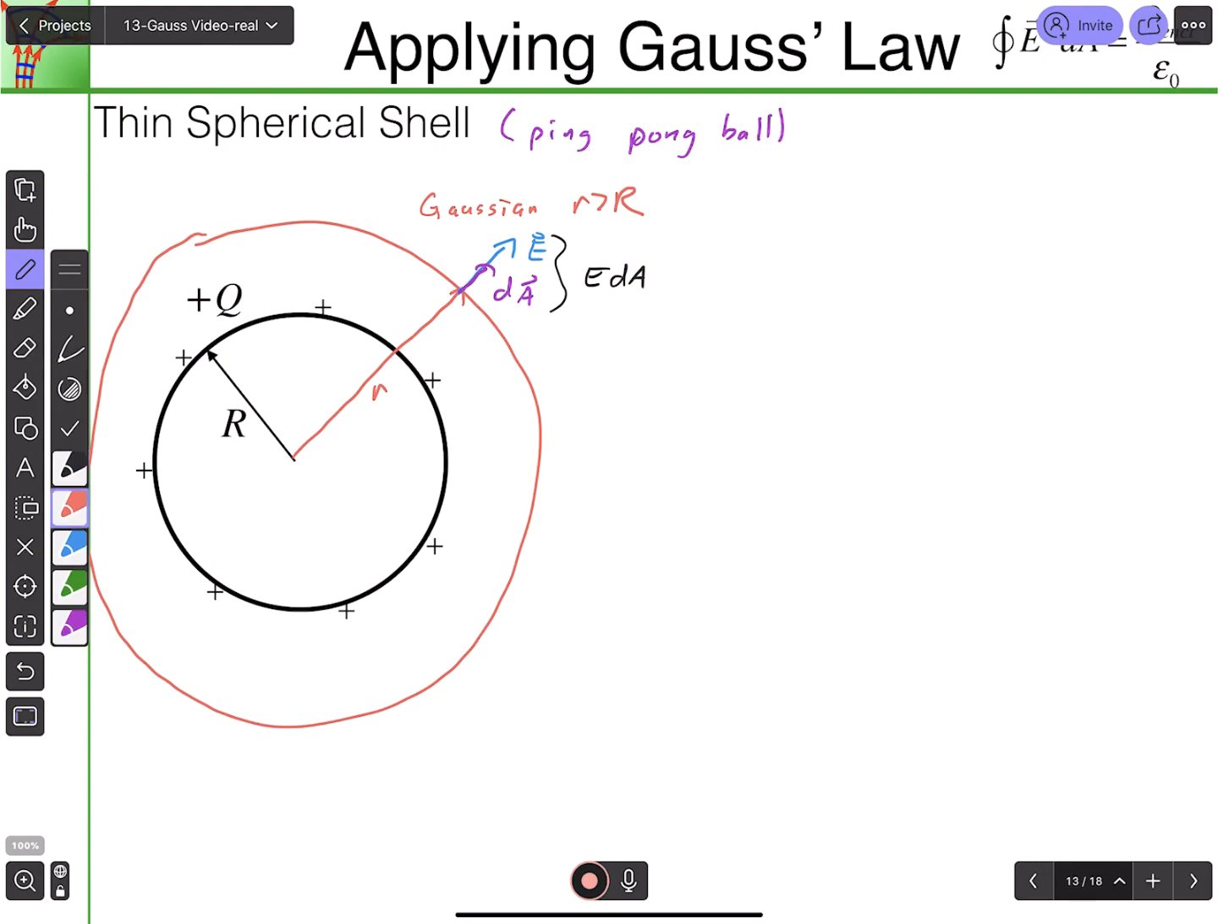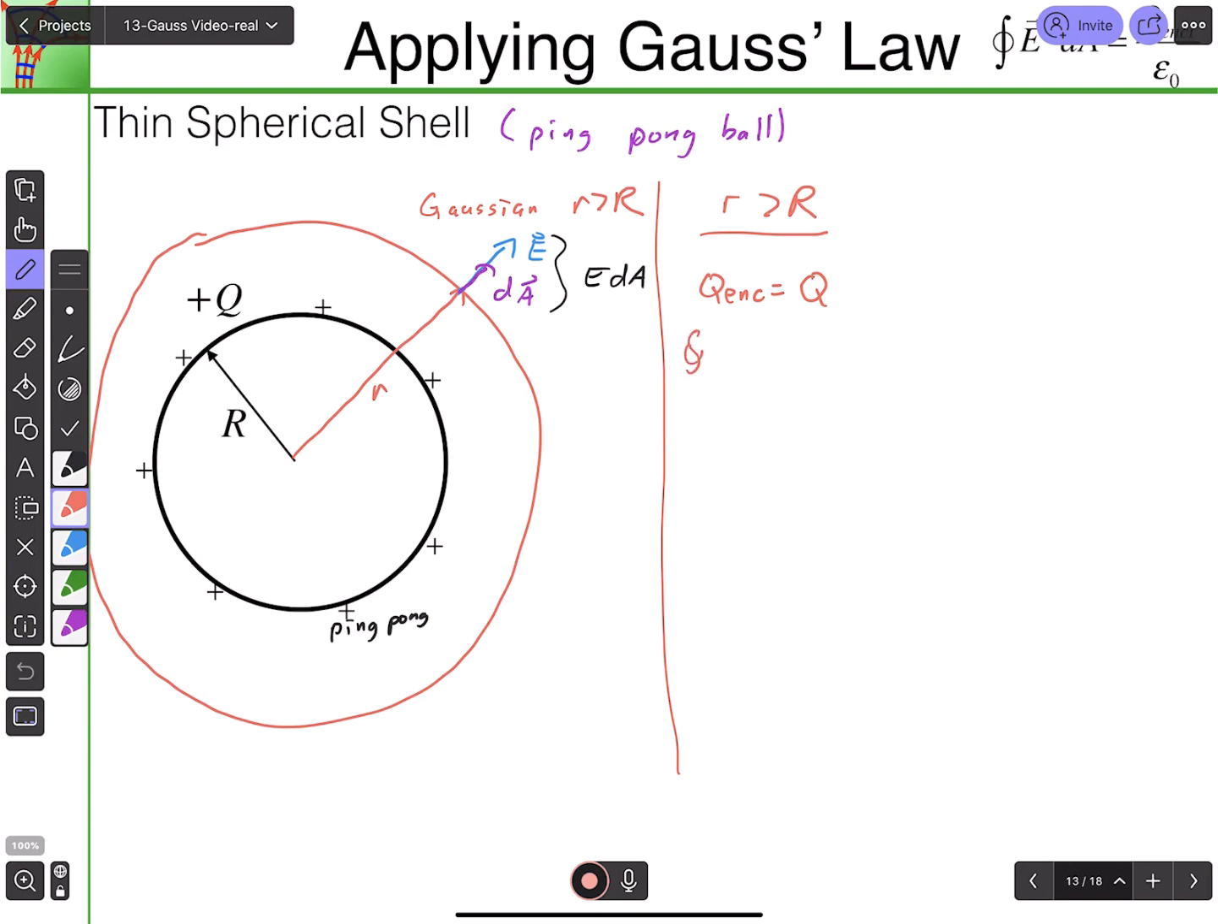Let's calculate then for r greater than capital R. So this is outside the sphere, right? So here's outside the ping pong ball. So how much charge is enclosed? What is Q enclosed in this case? Well, I drew my Gaussian surface outside the ping pong ball. Here's the ping pong ball, or the charged sphere, and the Gaussian is outside it, so all the charge is enclosed. So Q enclosed is just going to be plus Q.